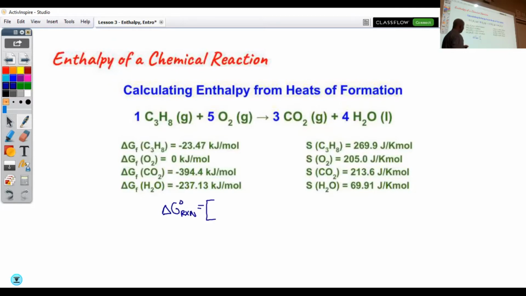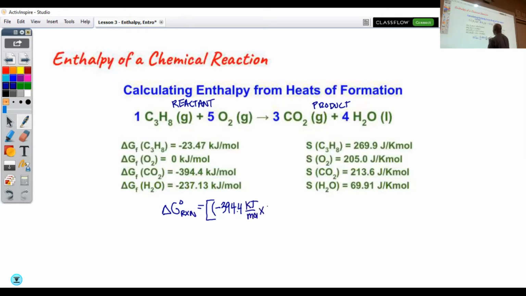is equal to, so we're going to start with the value for carbon dioxide. Remember, we always start on the product side first. So we're going to do our two products, then we're going to look at our two reactants. So the first product we have is carbon dioxide. Its value is negative 394.4. For right now, we're only going to be using the delta G's because we're solving for delta G. So negative 394.4 kilojoules per mole.